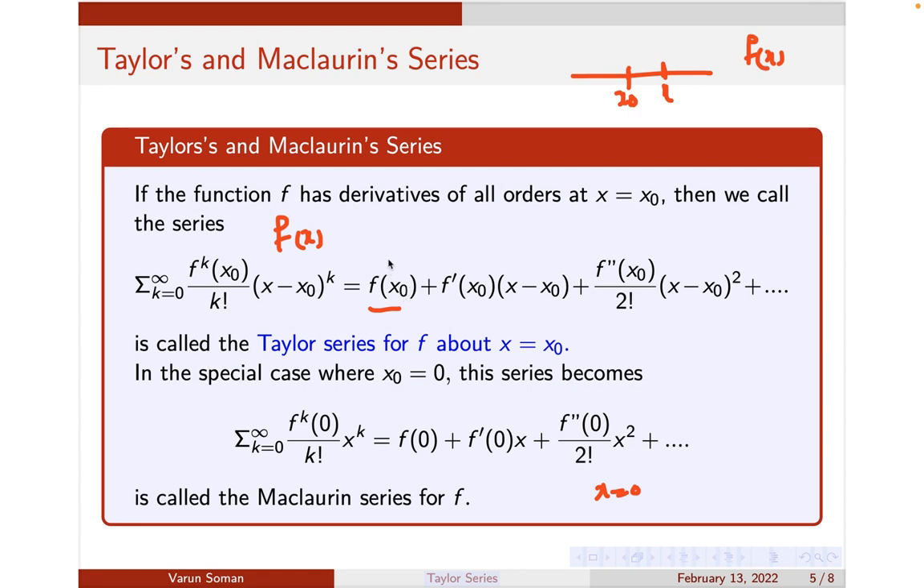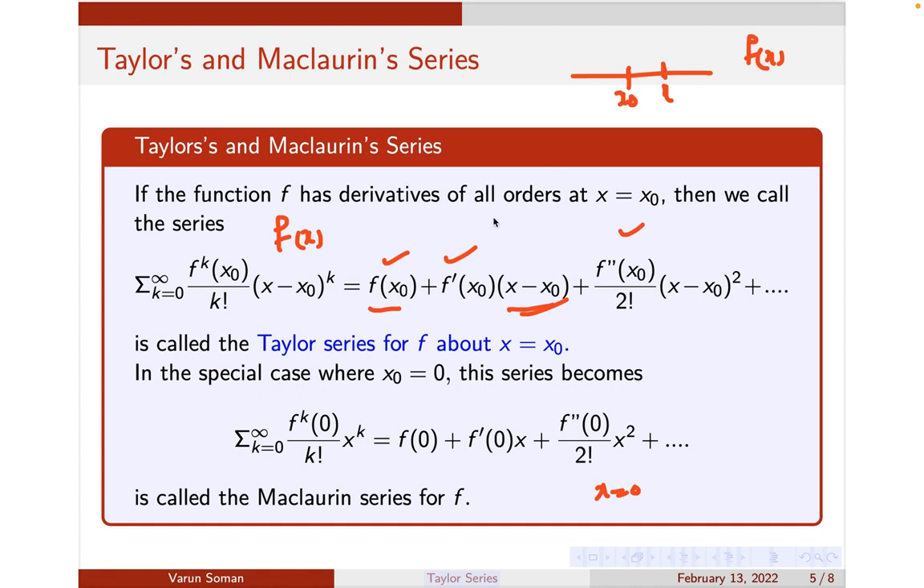Here you are using f of x naught, f dash of x naught, f double dash of x naught, and this term is actually the distance between these two points, x minus x naught. Similarly, this also denotes the distance between these two points. So you can say that just by using the information at a point x naught, you can predict the values at the point x.